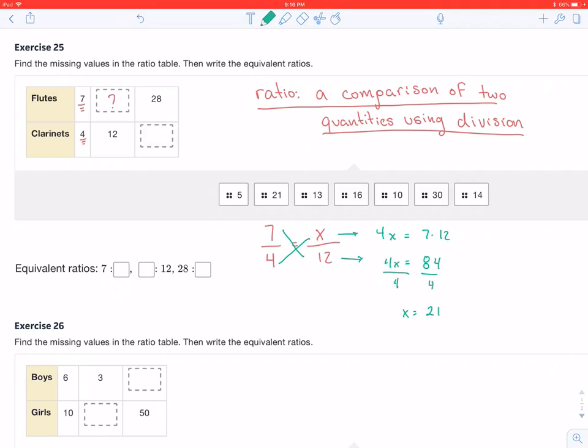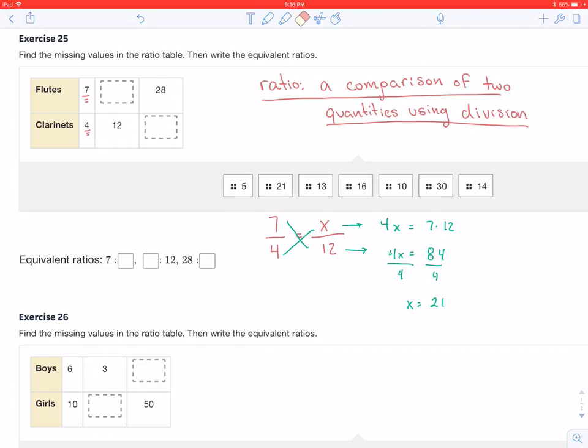And so you see that we get the same number as we did when we saw that they were both being multiplied by 3. X is equal to 21. And so if I'm going to have 12 clarinet players, then I need to have 21 flute players.